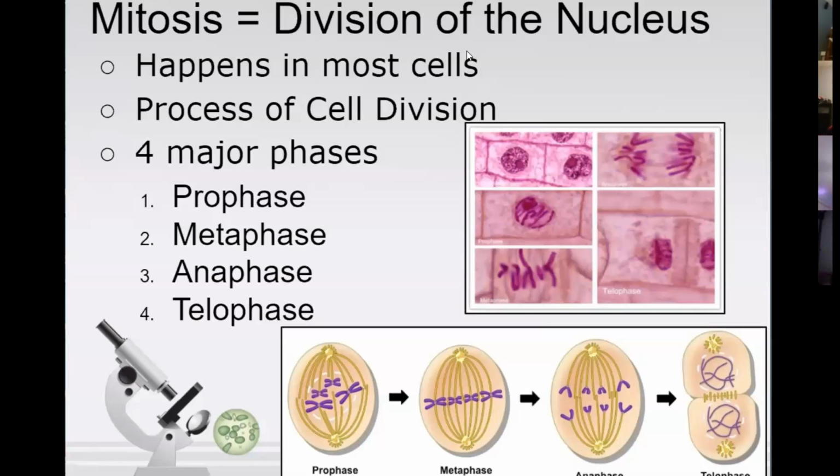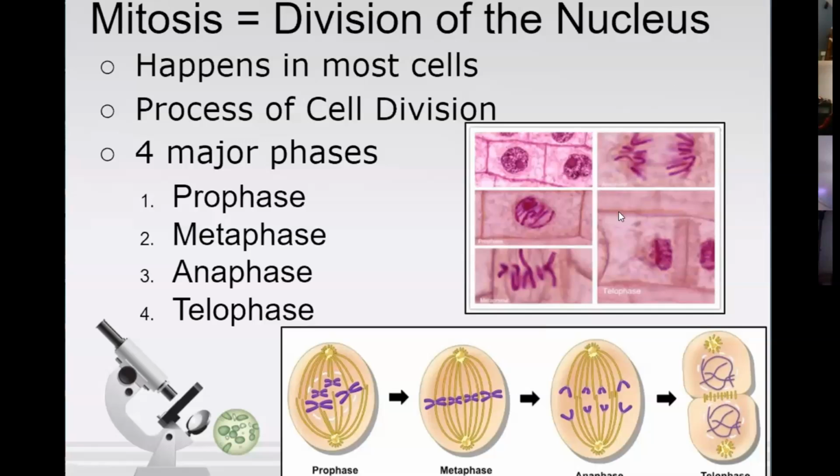So mitosis is a part of the process of cell division. It's specific to the nucleus, and it comes in 4 phases. You can remember PMAT for short: Prophase, Metaphase, Anaphase, Telophase. PMAT. Okay? What you really want to know is the key features of each of these phases.